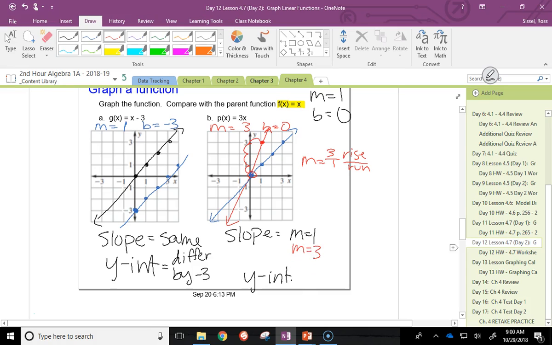So what about our y-intercepts though? Are they the same? They're the same. Are they the same for this table? Yes. Yeah, they're the same. Aiden, you don't speak for their table. Okay.